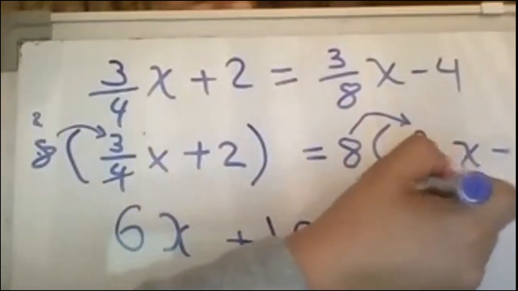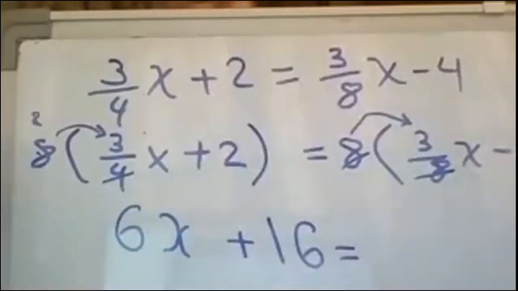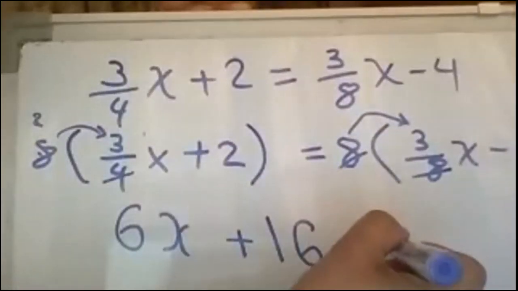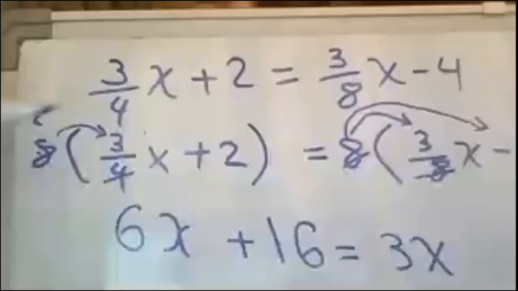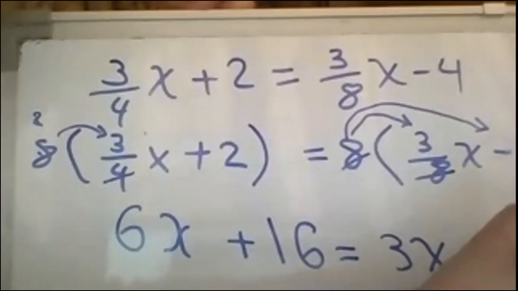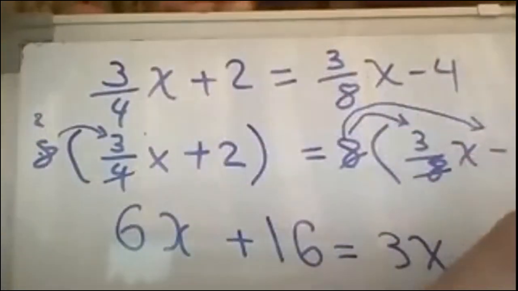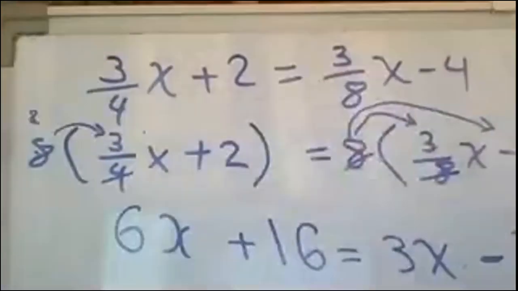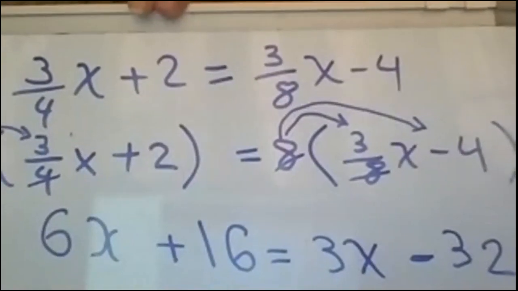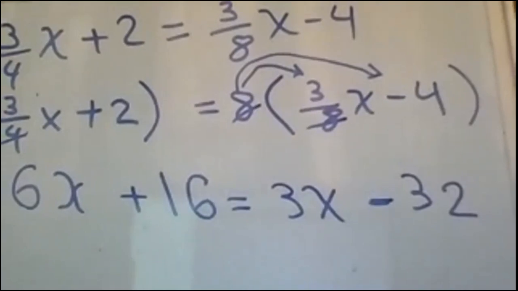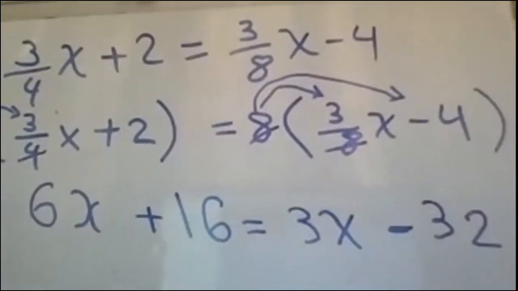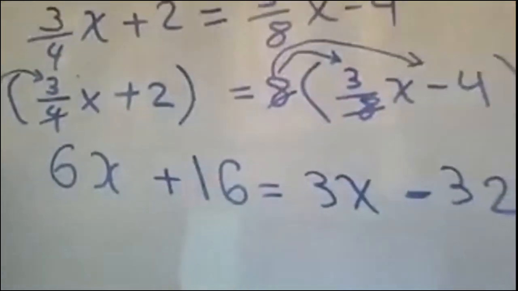Then we will distribute 8 over the other parentheses. So 8 divided by 8 equals 1. Then we have 3x. And after that, 8 multiplied by negative 4 is negative 32. So I have 6x plus 16 equal 3x minus 32. What is the next step?